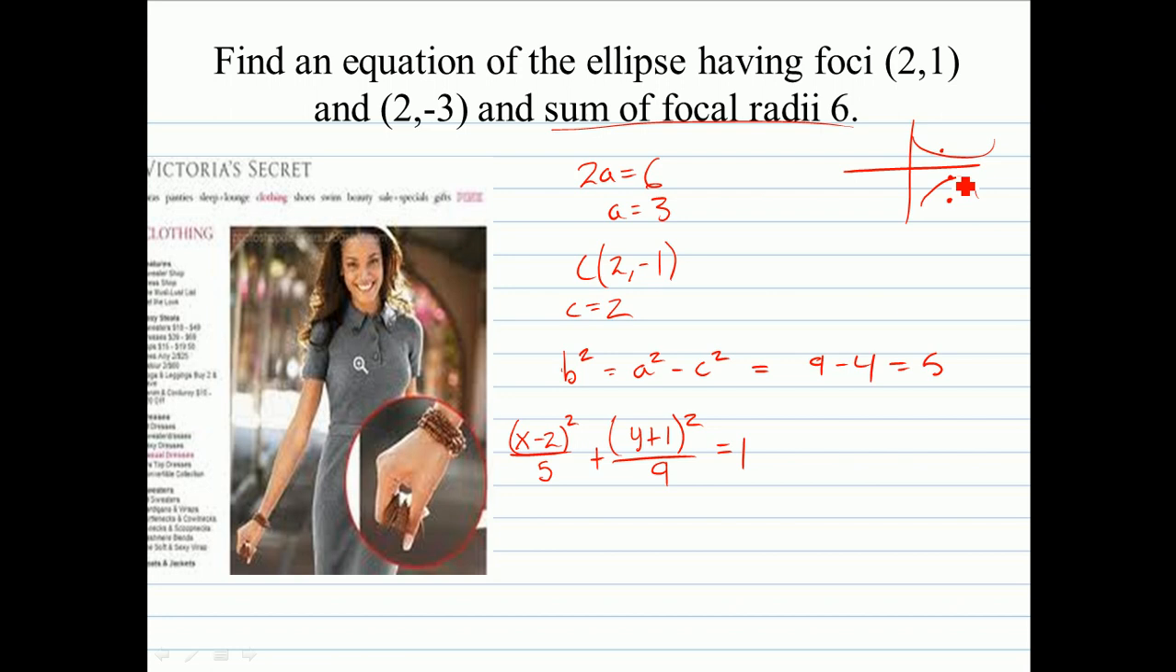So from there, I was able to find the center. Now the distance from the center to one of the foci is just 2. So that means C equals 2. Once I have C, I can find out what B squared is. And then after that, remember, this gets the bigger one because our ellipse is going to be vertical. So the y term gets the larger denominator. So that's how I came up with this equation.